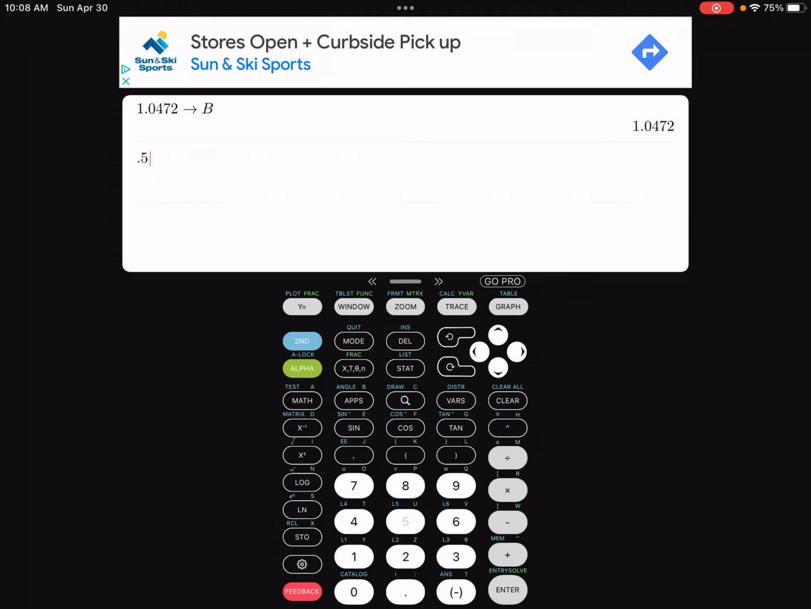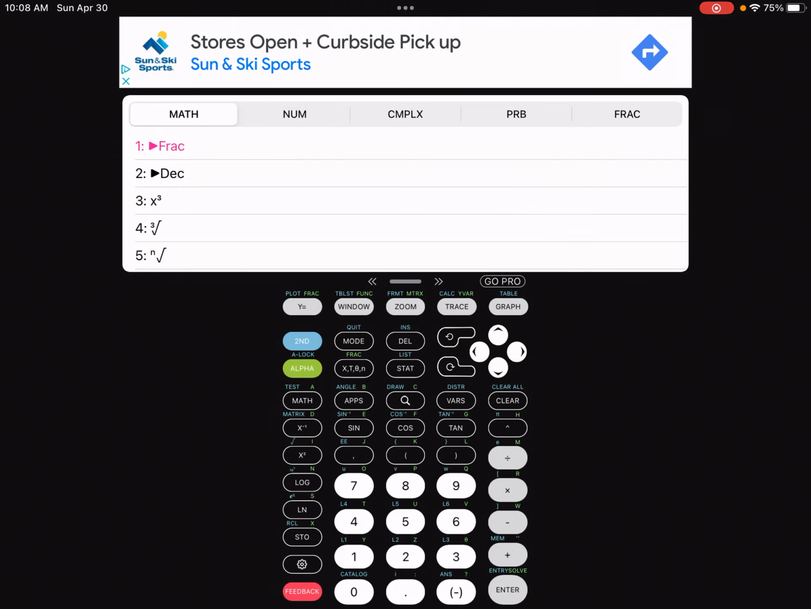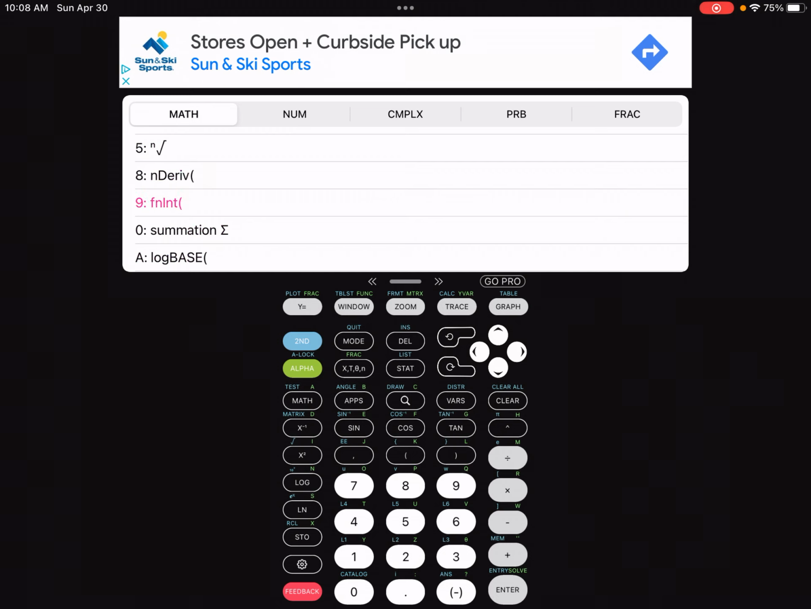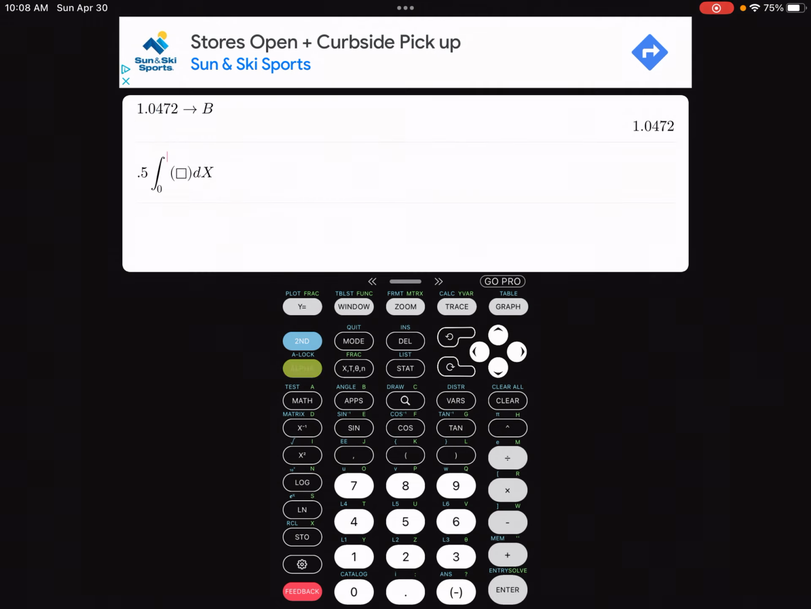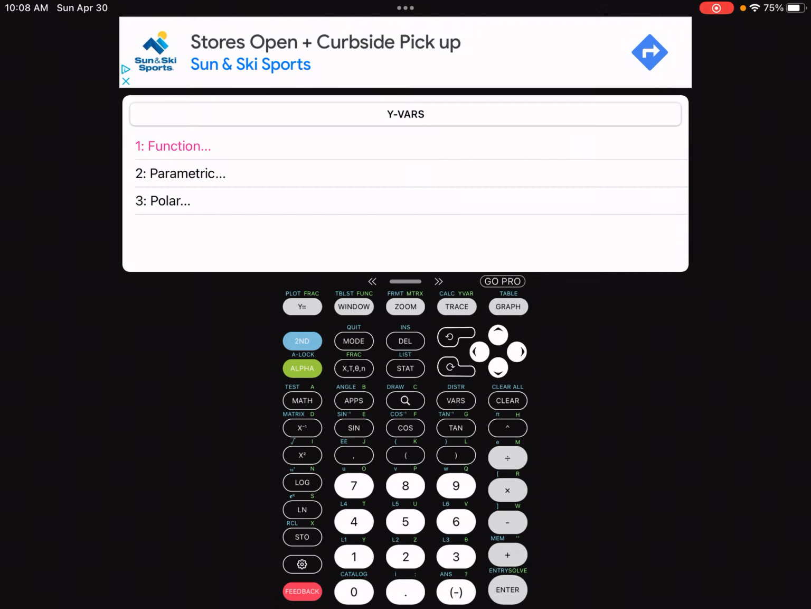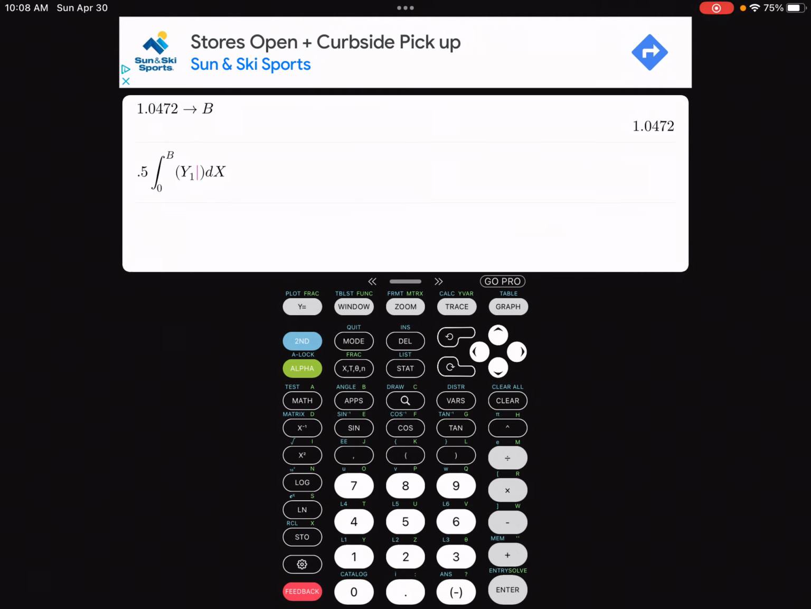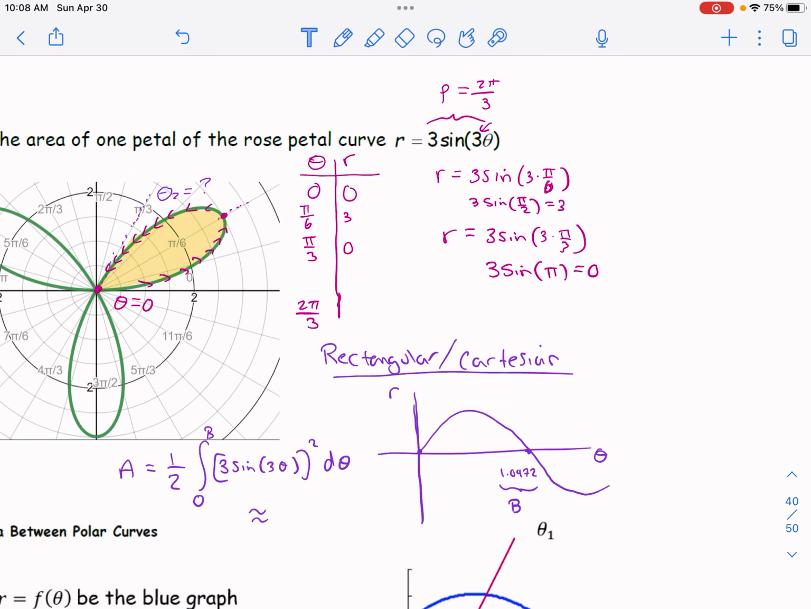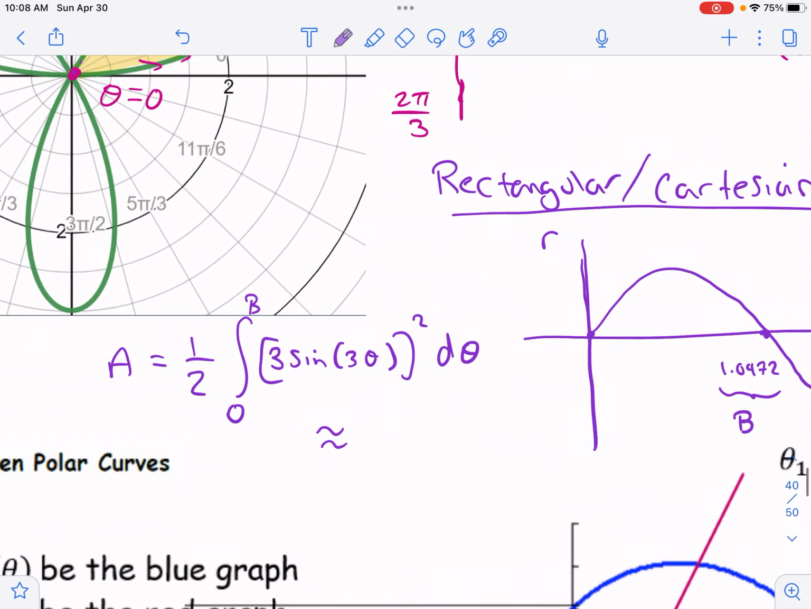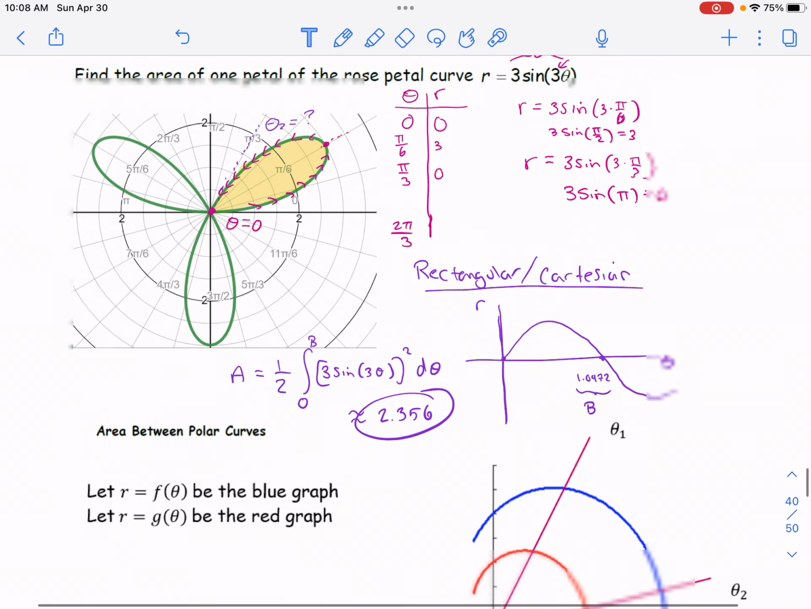Okay, and now we integrate 0.5 from 0 to B of what I have in y1 squared dx, and we get about 2.356. Okay, 2.356. And we are done.